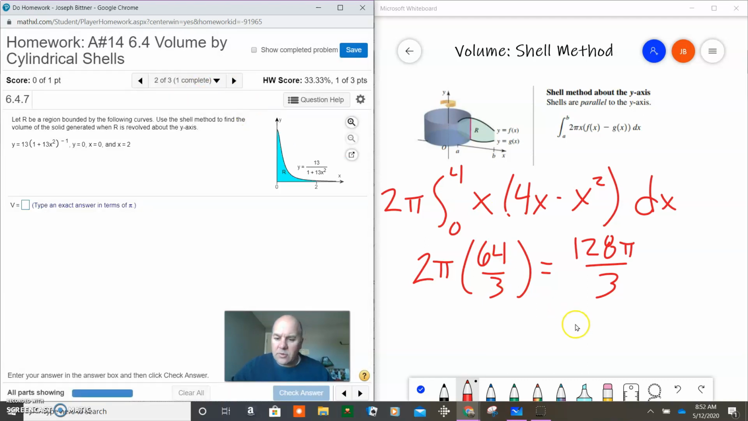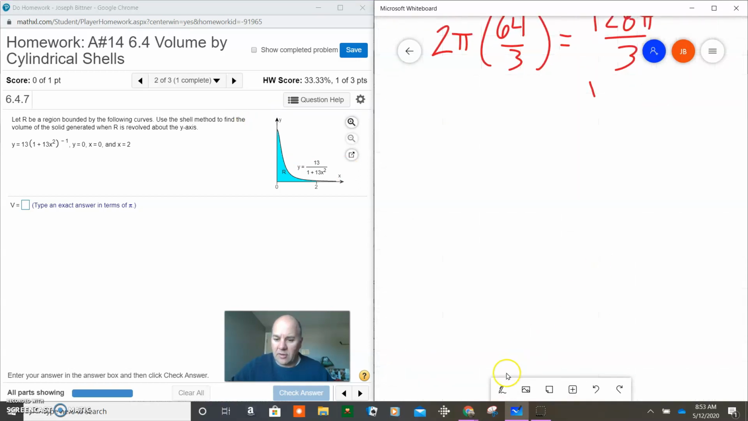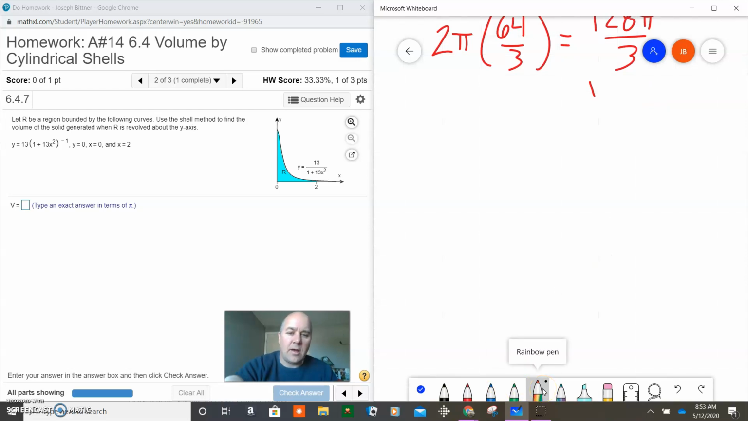I'll do one more just so we can take a look at an example here. Let me scroll this up so we can look at everything else. All right, so again, I'm going to use a different color. The integral is going to be with respect to x, 0 to 2. Again, I usually put 2 pi on the outside just because it's a coefficient. It's not going to do anything.